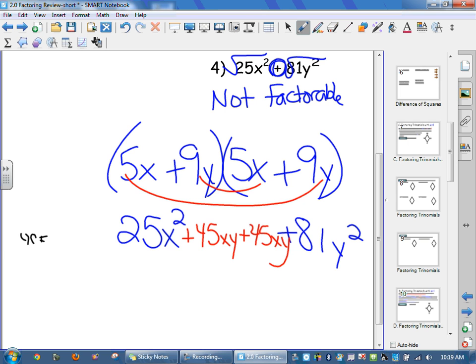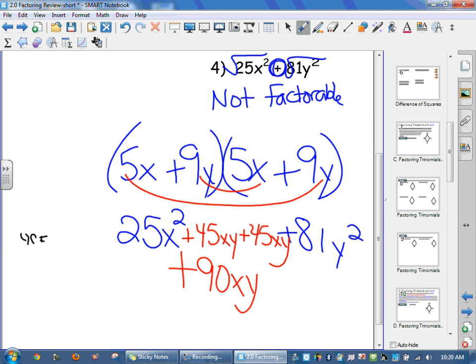No, you don't. You have a binomial with a plus sign. This will give you a trinomial answer. You'd have 25x squared, plus 90xy, plus your 81y squared. That's why the ones with the plus sign in the middle do not work out. Okay? They do not work out on purpose because of that.